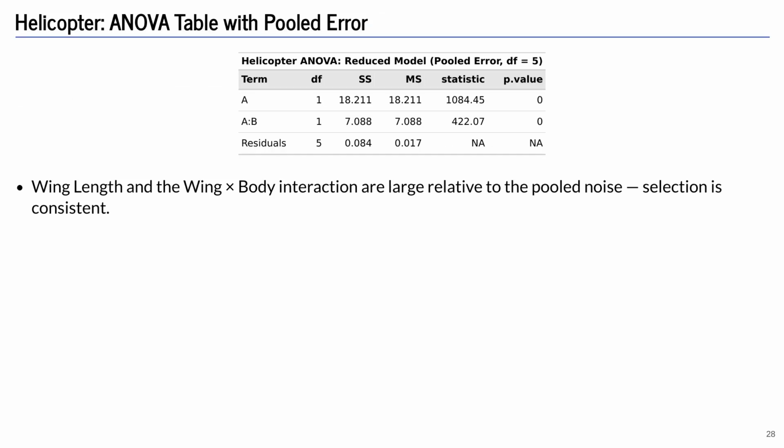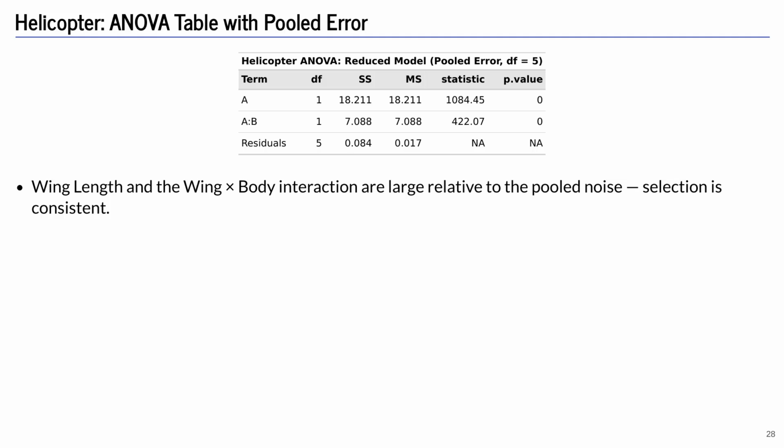Here is the ANOVA table for the helicopter experiment. The residuals row shows 5 degrees of freedom and a mean squared error of 0.017. That is a very small noise estimate. The helicopter flight times are quite consistent once you account for wing length and the interaction.